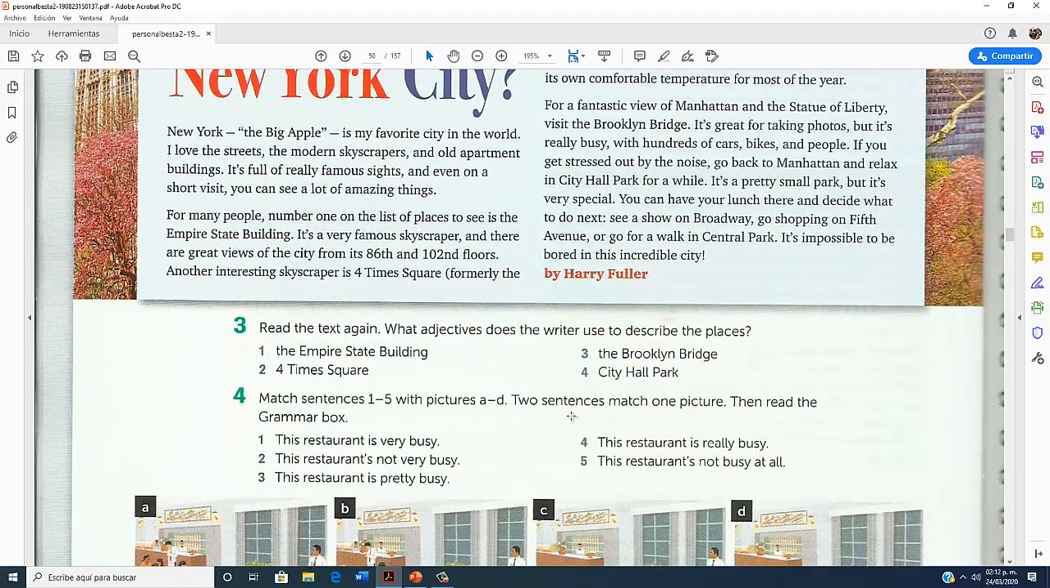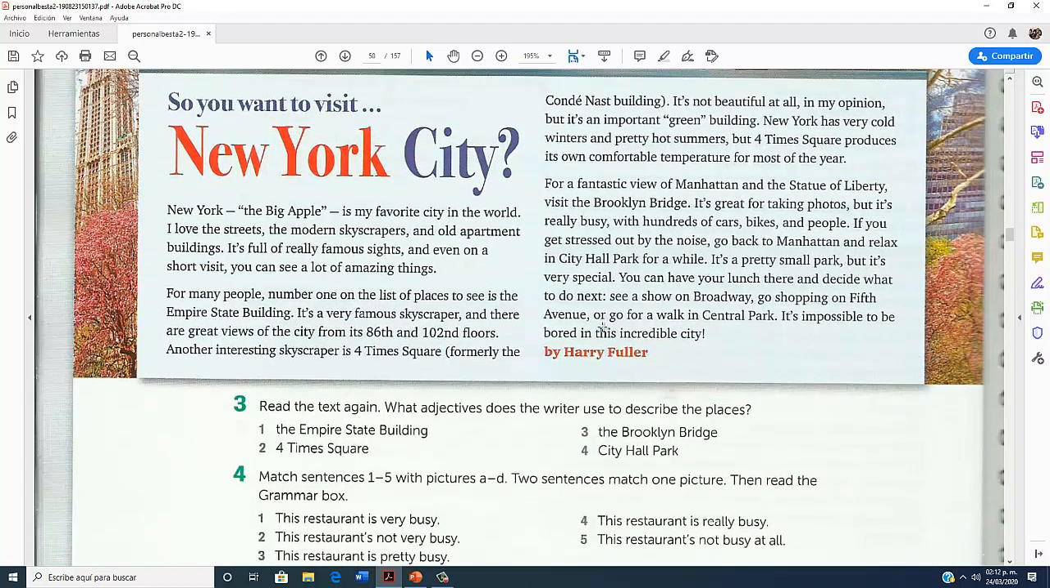Read the text again. What adjectives does the writer use to describe these places? We're going to highlight the adjectives that the writer uses to describe these places. The Empire State Building is one of the list. It's a very famous skyscraper. It's famous, and there are great views. Yeah, okay. So which adjectives does the writer use to describe the Empire State Building? One of them is that it's very famous.